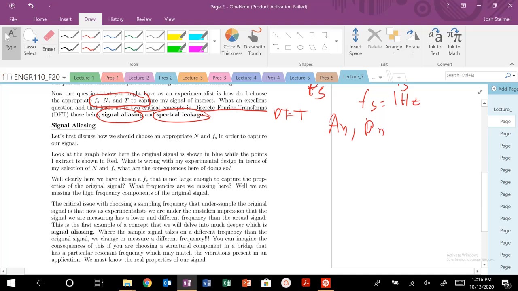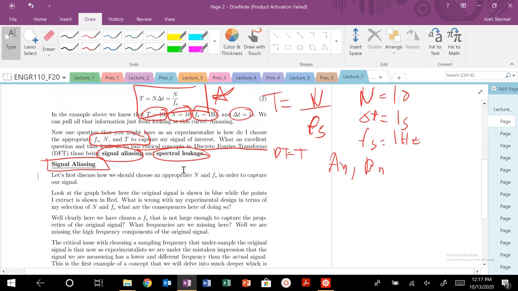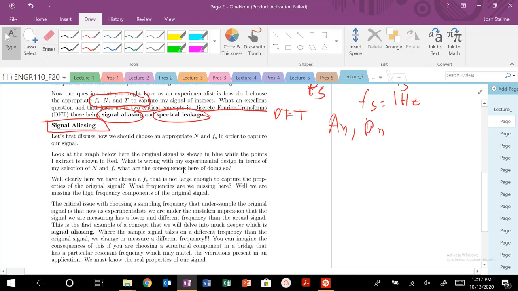We're going to get into the topic of signal aliasing. Last time we were able to pull off a lot of different values from a graph from a signal that we've sampled. But the question is, if we're trying to measure an unknown signal, how do I figure out the appropriate fs, n, and t in order to capture my signal of interest? Let's look at some examples and some of the consequences of not choosing an appropriate n, fs, and basically t.